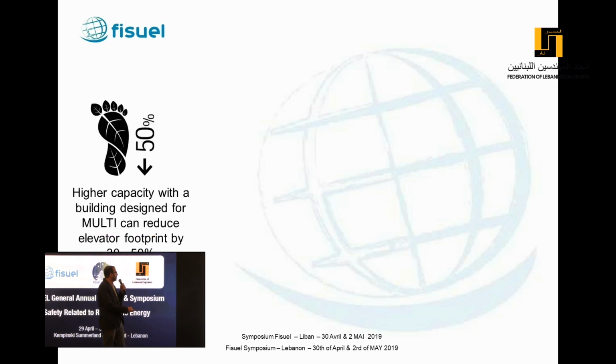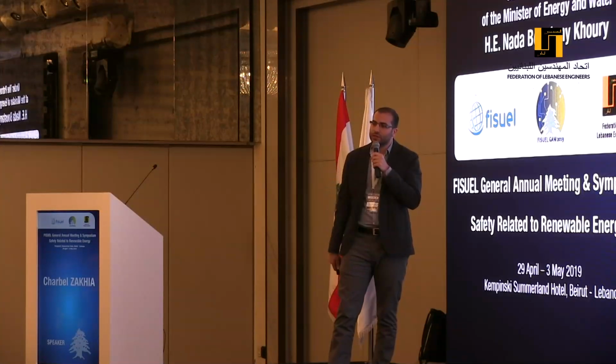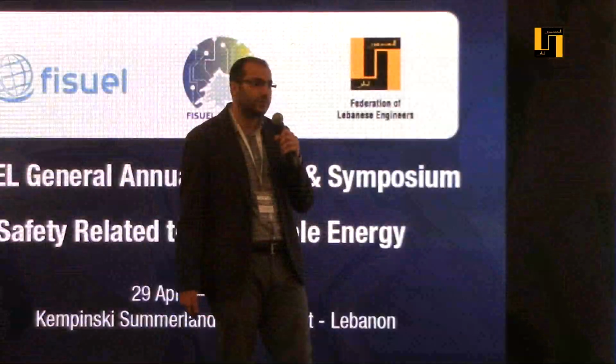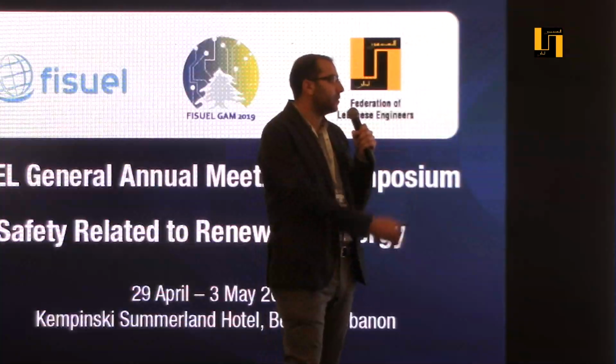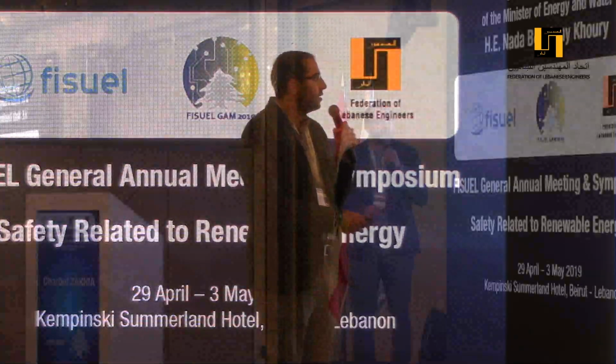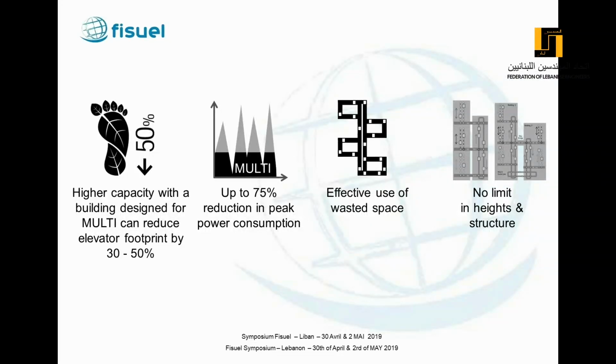So as a summary, Multi will reduce the elevator footprint from 30 to 50%, because here we are not using ropes anymore and we don't have counterweight, and also we are decreasing the shaft size. The peak power consumption will be reduced up to 75%, since we don't have anymore any sudden power input from a huge rope-driven elevator. Of course, we will effectively use the wasted space, and we have no more limit in heights and structure. Now we will see an introductory video about Multi from ThyssenKrupp.